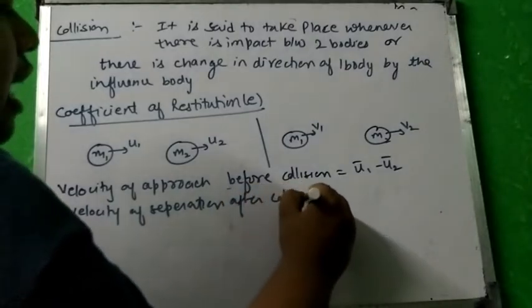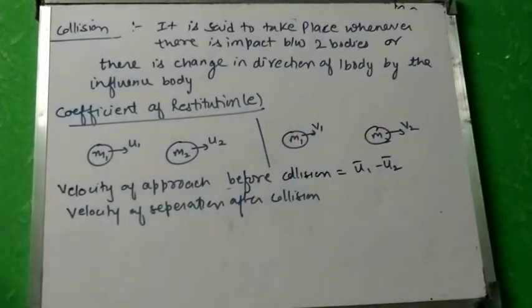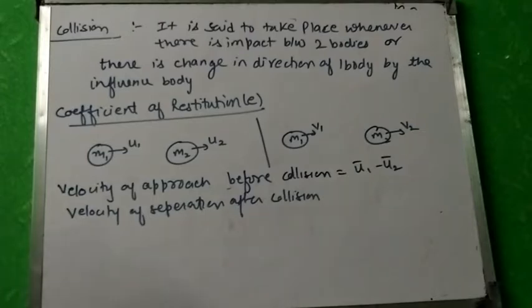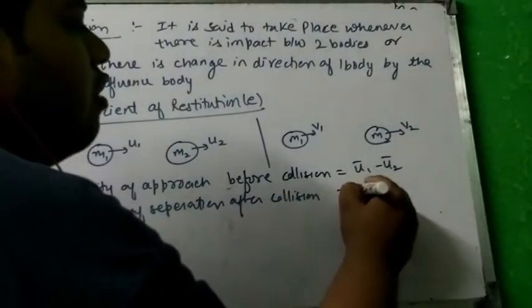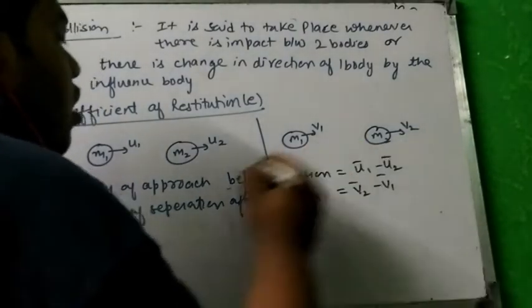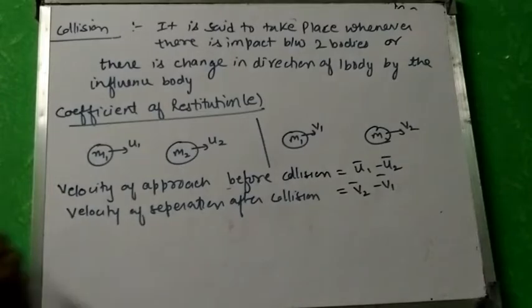You can see in the diagram that ball 2 is moving with velocity v2 and the ball of mass m1 is moving with velocity v1. So velocity of separation after collision is v2 minus v1. So what is E? E is the coefficient of restitution.